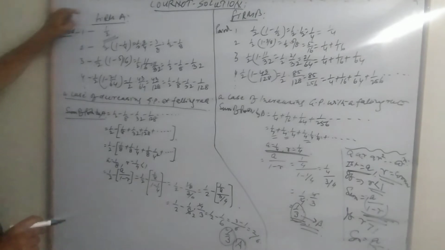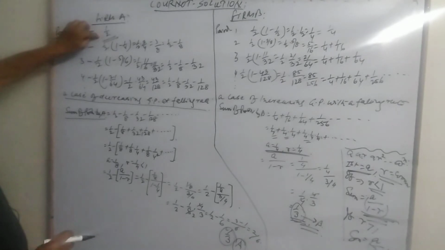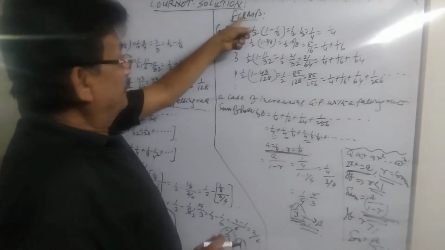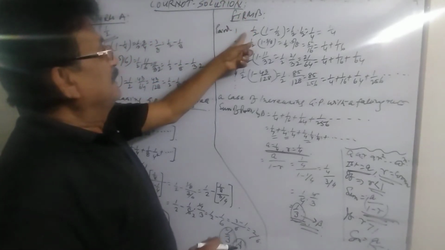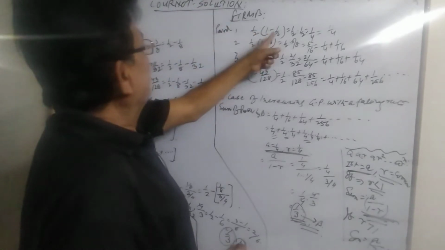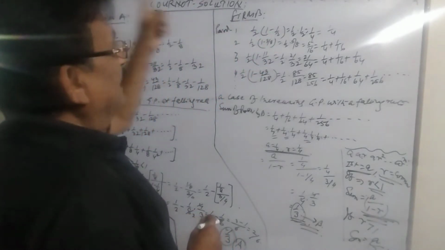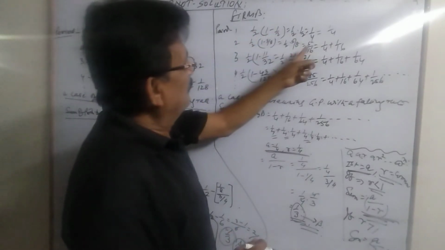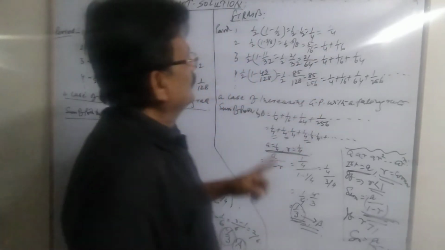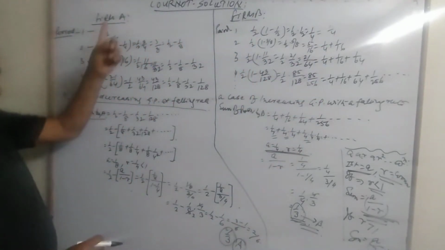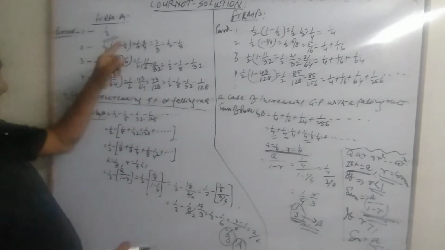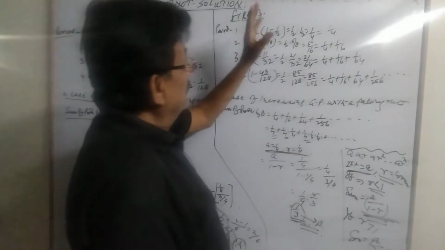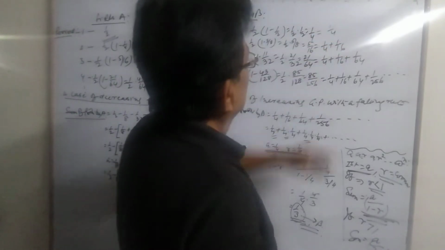Now in period 1, if firm A produces half of the total demand, then firm B would produce half of the remaining demand. So 1 minus half, because half has been produced by A. So half into 1 minus half, this becomes half into half, this is 1 by 4. So in period 1, the firm A, the starter firm, would produce 1 by 2 of the total demand, and firm B would produce 1 by 4 of the total demand.